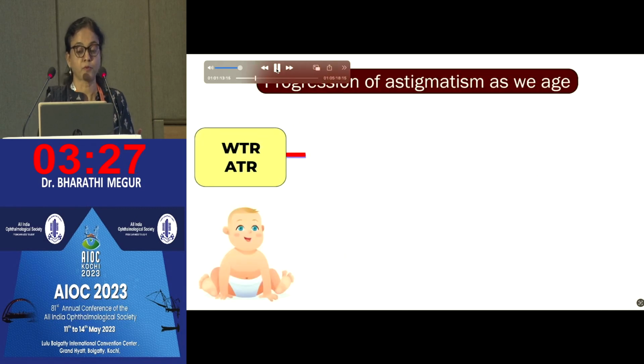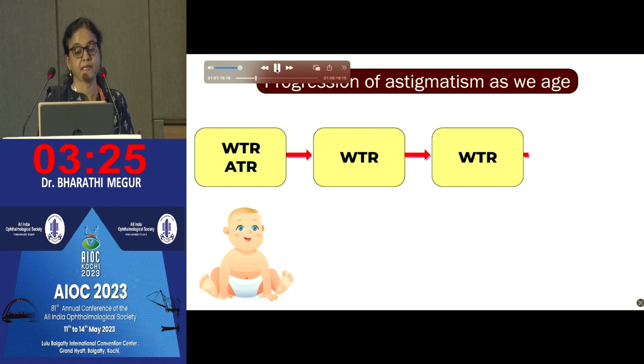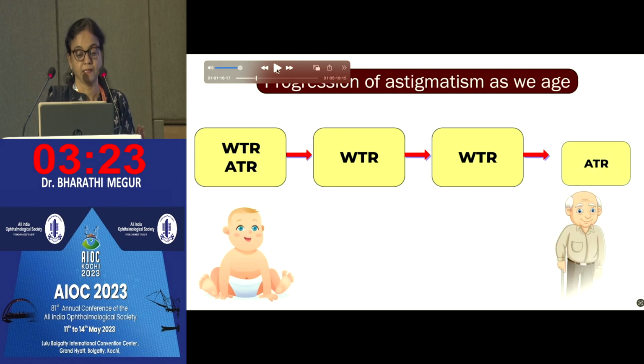So coming to the progression of astigmatism as we age, in infancy and childhood, it's usually with the rule or against the rule. In the middle age, it turns out to be with the rule astigmatism, and as we age beyond 50 years, generally it is against the rule astigmatism.